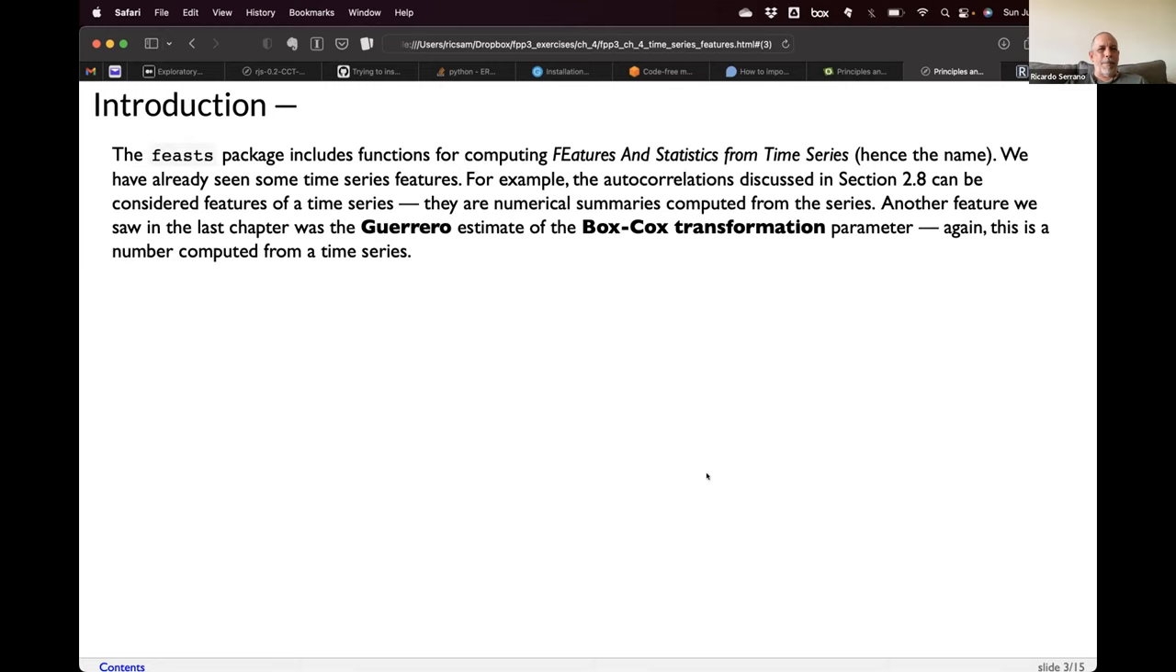So the feasts package is an acronym of what is called features and statistics from time series, hence the name. We have discussed that we can do certain transformations: numerical transformations, log transformations, square root, exponential, etc., and also the Box-Cox transformation, to try to get that seasonal variation uniform, which is the main goal.